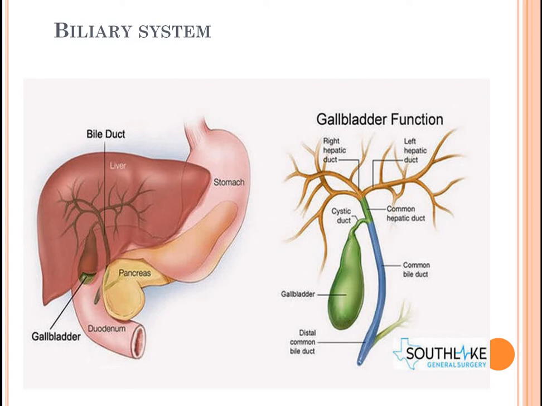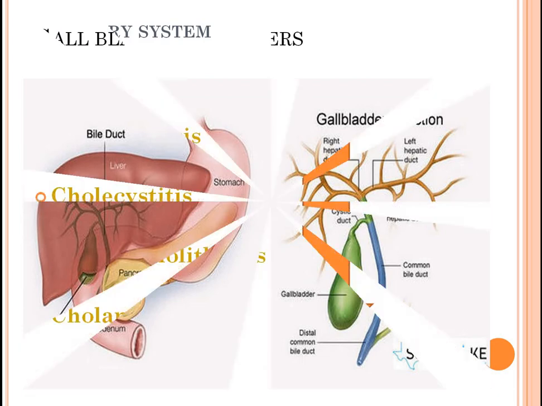From the gallbladder, the cystic duct; from the liver, the hepatic duct; and these connect together to form the main stem of the tree, that is the CBD, which joins with the pancreatic duct and enters into the ampulla of Vater. Okay, that is regarding the biliary system. Let's enter into the topic.